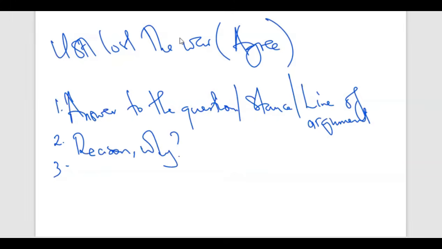Why? Why are you answering the question in that direction? Why are you agreeing to the statement? Why did you take that stance in that argument? Why did you choose to take the line of argument of agreement to the statement?